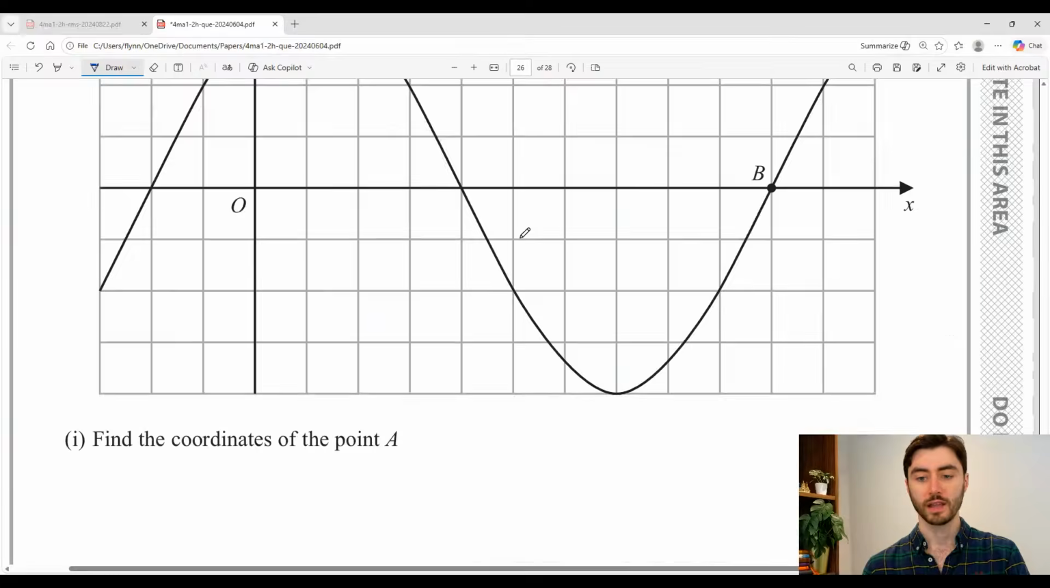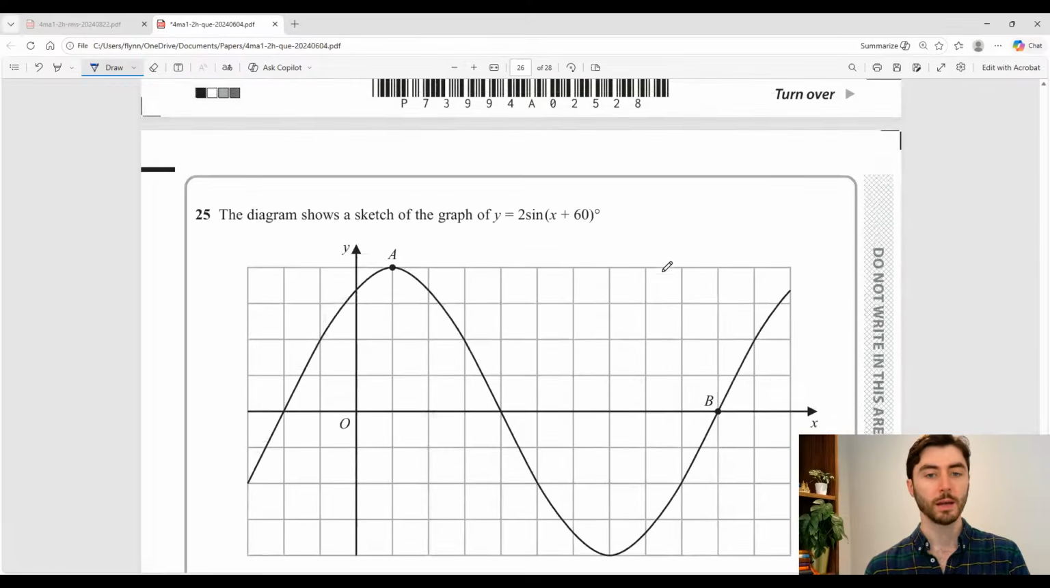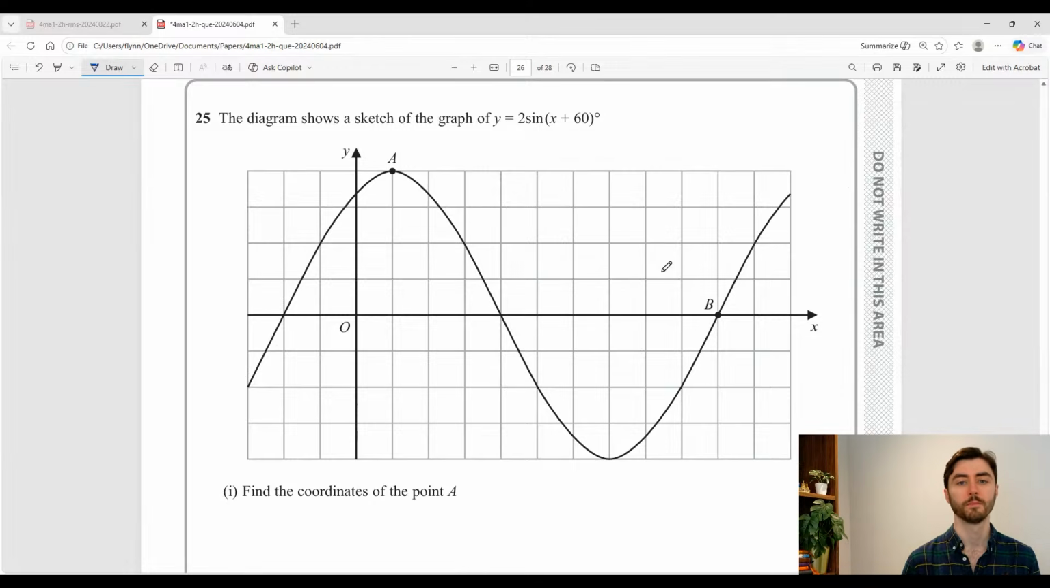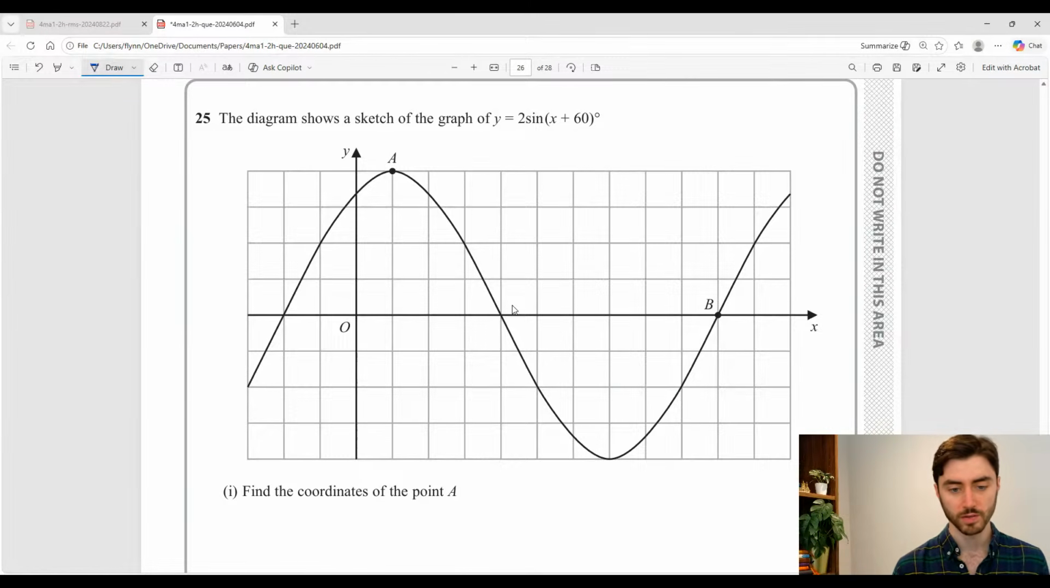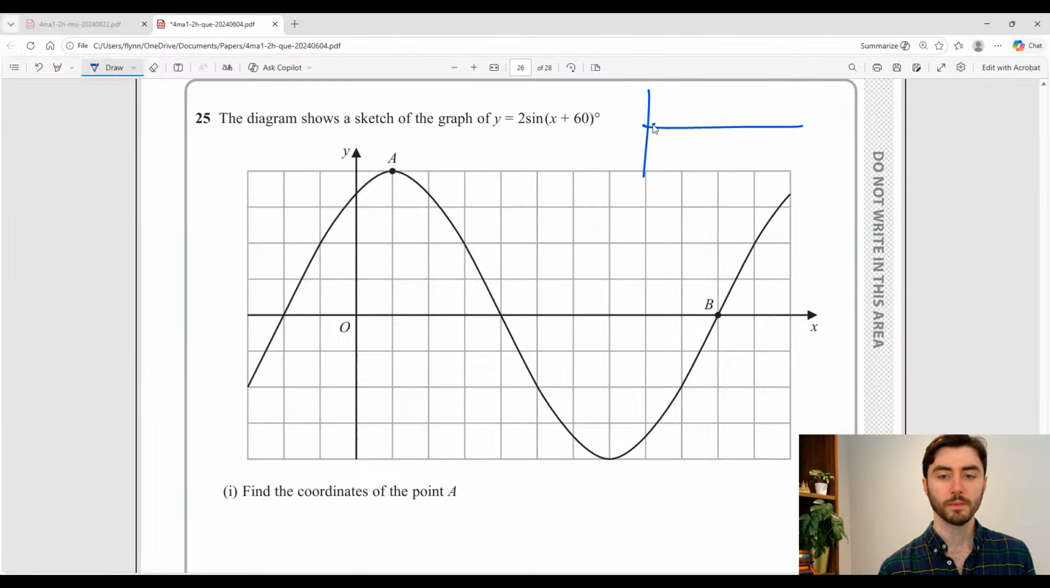And here, finally, I think this is the final question. Yes. So final question here. This is a transformation of trig graphs, where you need to understand what these graph transformations do to the original sinusoidal curves. So here, let's think about what the original sine curve would have been. So the original sine curve would have had a maximum at 90 degrees and a value of 1.